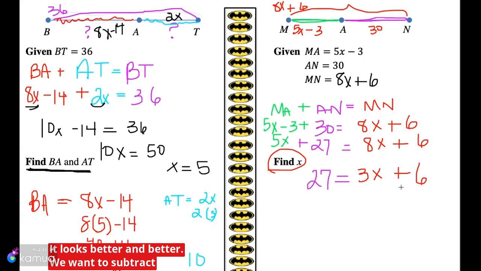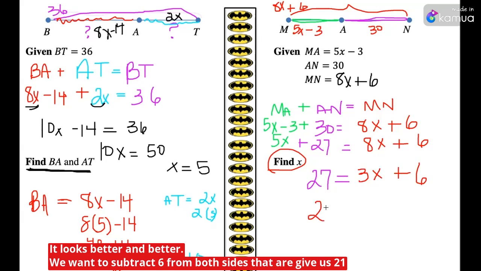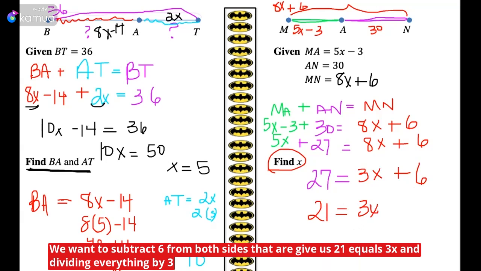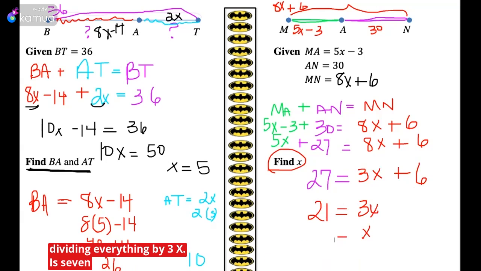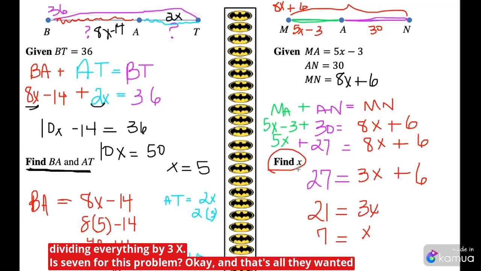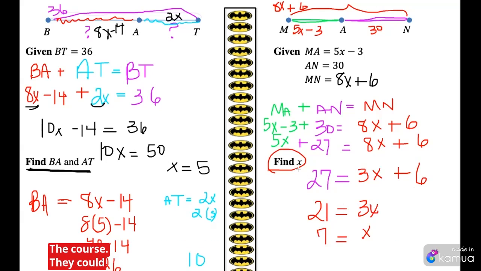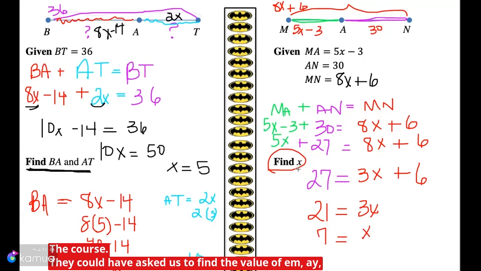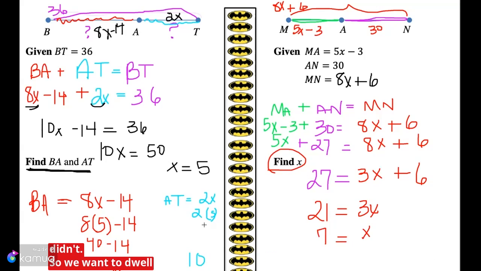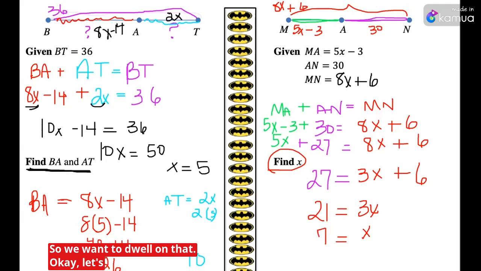We want to subtract 6 from both sides. That'll give us 21 equals 3x. And dividing everything by 3, x is 7 for this problem. Okay. And that's all they wanted us to find. Of course, they could have asked us to find the value of MA and MN, but they didn't, so we won't dwell on that, okay? Let's move on.